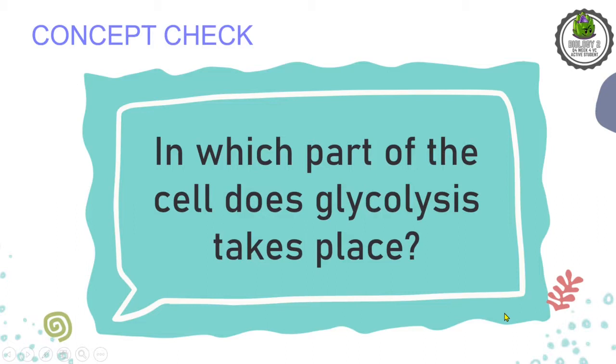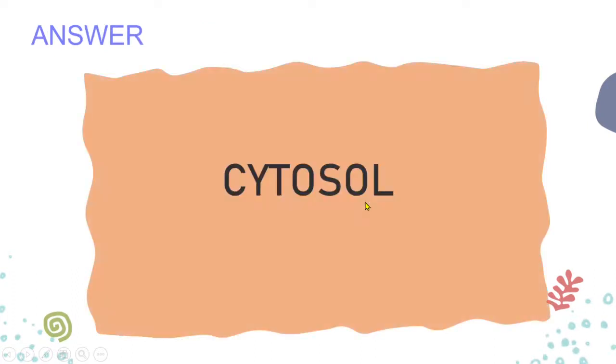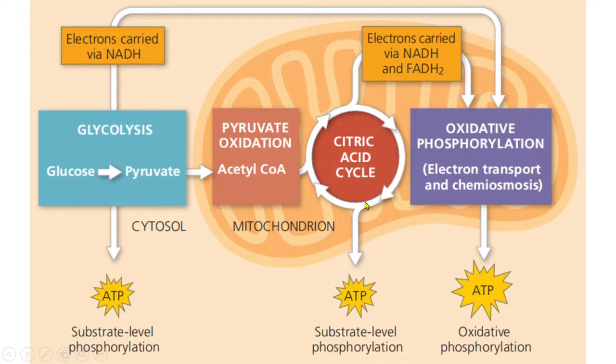Here's a question: in which part of the cell does glycolysis take place? So you have to take note of this. This is very important. It happens not in the mitochondria, but in the cytosol or the cytoplasm. So looking at this diagram, you will see here the 4 important processes, 3 of which are major, and one is an intermediate phase. So you have glycolysis, a very important process in cellular respiration. You have the pyruvate oxidation, which is in between 2 of the major processes. The second major process is the citric acid cycle, and the third one is the oxidative phosphorylation.